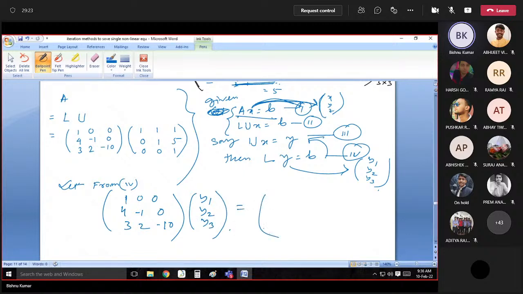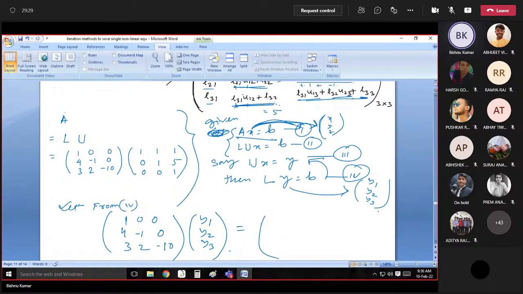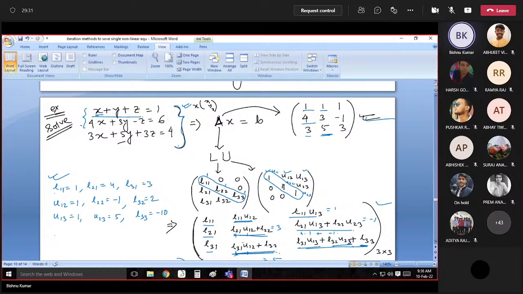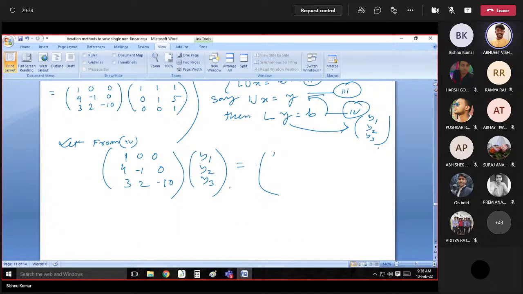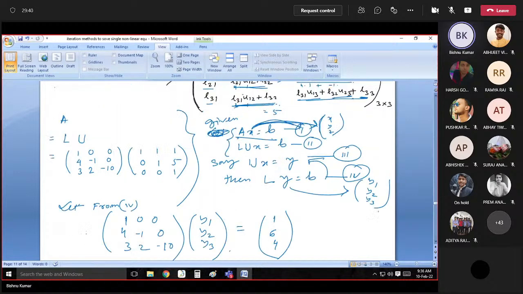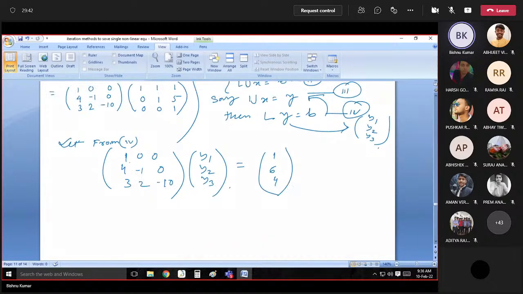And what is actually LY equals B? B is the right hand side. What is the right hand side there in the question? 1, 6, 4 in the question. Original matrix, no? 1, 6, 4. Tell me, from the fourth substitution, step by step, from the first equation you will get Y1. If you multiply this row by column, you will get simply Y1 equals 1. What is Y2? From the second equation, 4Y1 minus Y2 equals 6.